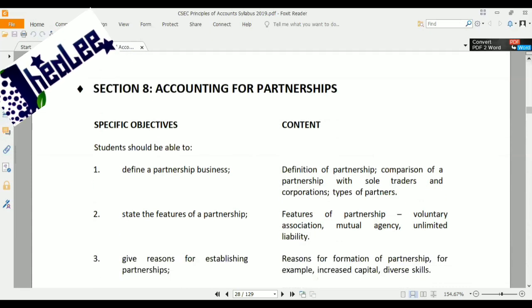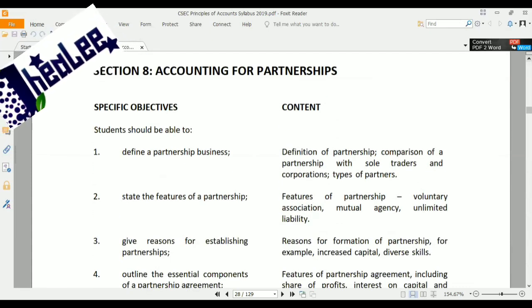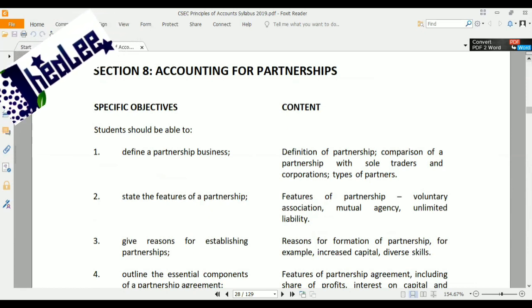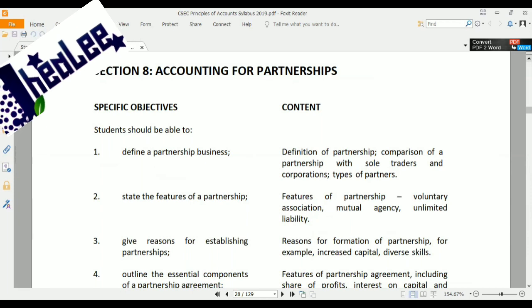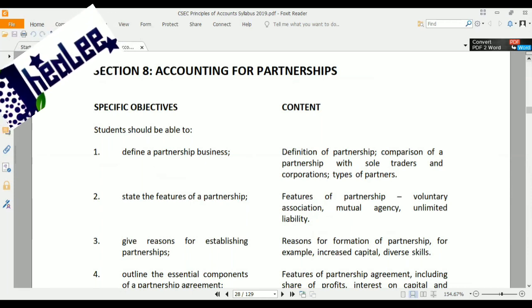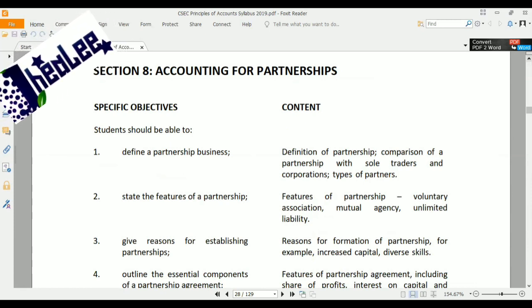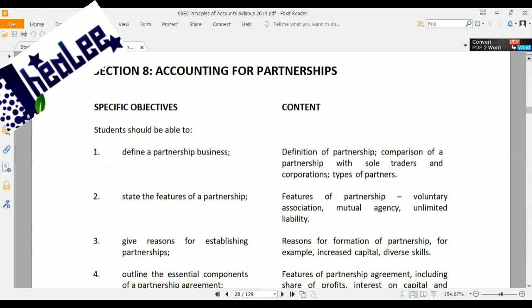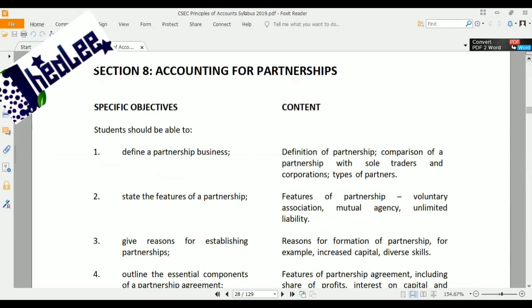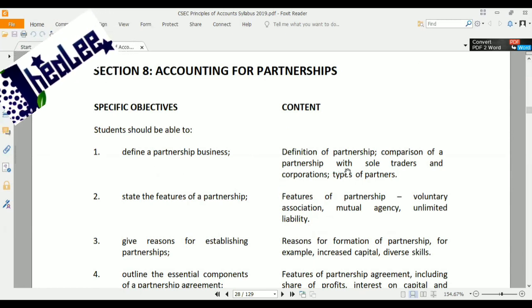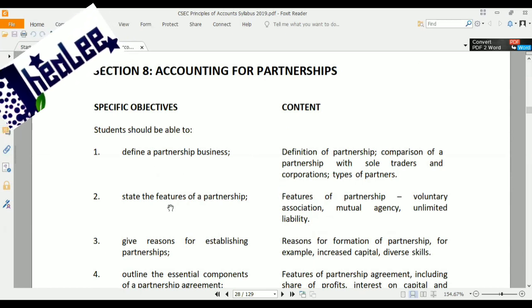So here we are, accounting for partnerships. And the first thing there: define a partnership business. So you need to know how to compare a partnership with a sole trader business and a corporation. What is the difference between a sole trader and a partnership business? Why would someone convert from being a sole trader into running a business together with 2 to 20 persons? You should know the difference between those, or how to compare them.